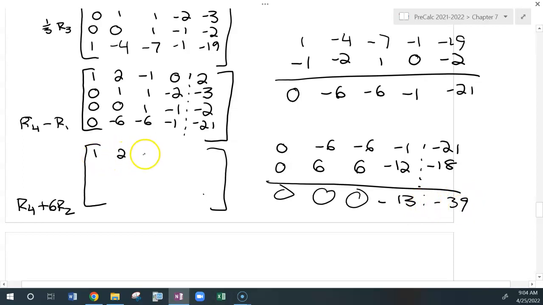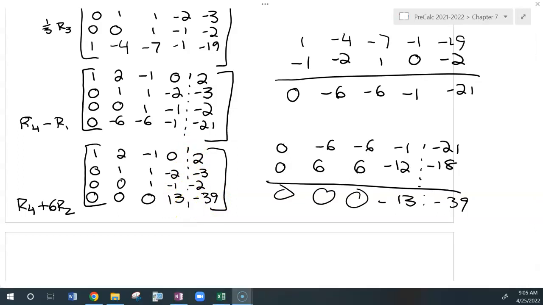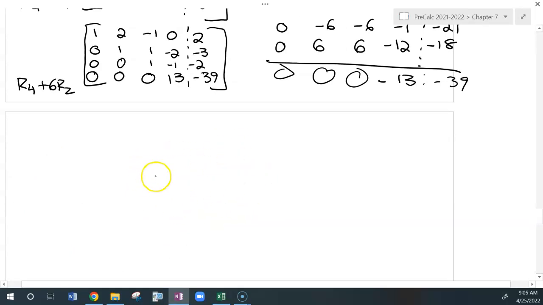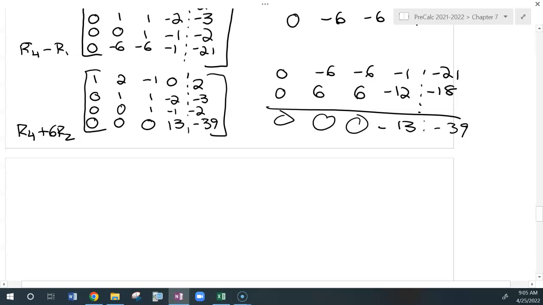So 1, 2, -1, 0, 2, 0, 1, 1, -2, -3, 0, 1, 1, wait a minute. Then 0, 0, 0, 13, -39. Double checking, we have a 1, 0, 1, 0, 0, 1, 0, 0, 0, 13. I need to turn that into a 1. The best way to do that is to divide by 13. So now I'm going to take that last row, row 4, and divide everything by 13.